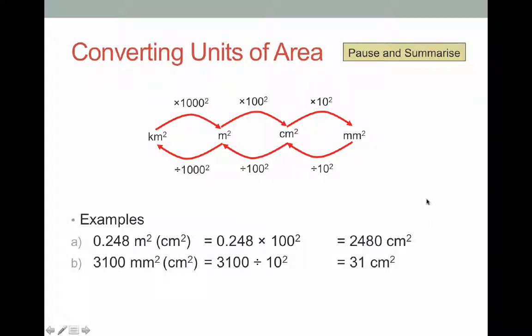That's it. I think at this point you can pause, summarize this page, because this will be very useful for your notes, and use this diagram to help you with converting units in the text.